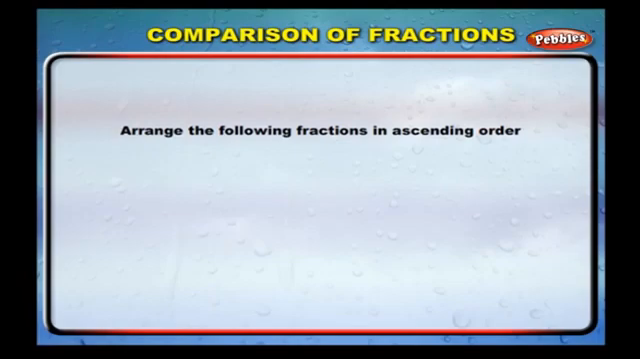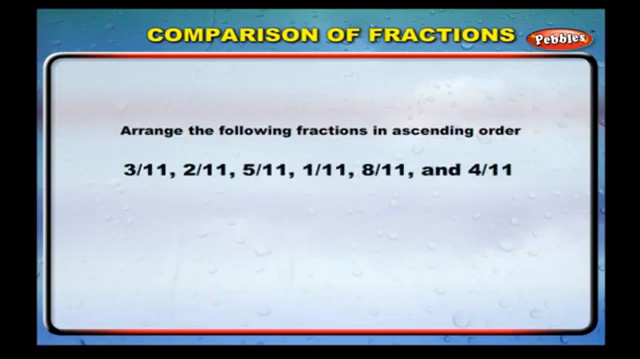Arrange the following fractions in ascending order. The given fractions are 3 by 11, 2 by 11, 5 by 11, 1 by 11, 8 by 11 and 4 by 11. Now let us arrange them in ascending order, that is, from smaller number to greater number. As the denominators in all the fractions are the same, let us compare the numerator alone.